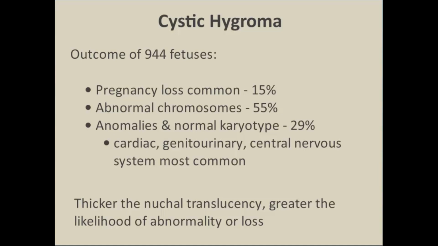And the types of anomalies are cardiac, as I already mentioned, that go along with also thickened nuchal translucency, but other systems as well, genitourinary, central nervous system. And as with the nuchal translucency, the thicker the cystic hygroma at the neck, the greater the likelihood of abnormality and of fetal demise in utero.